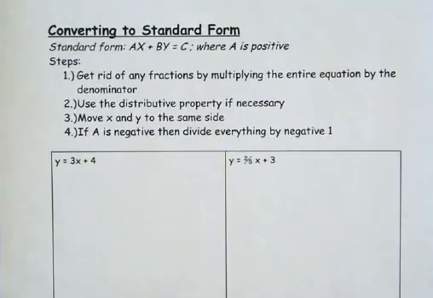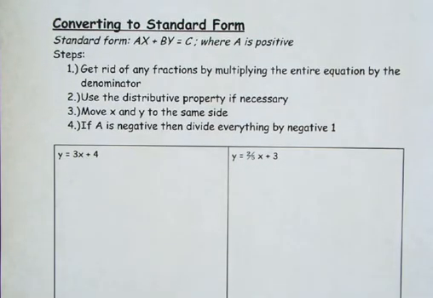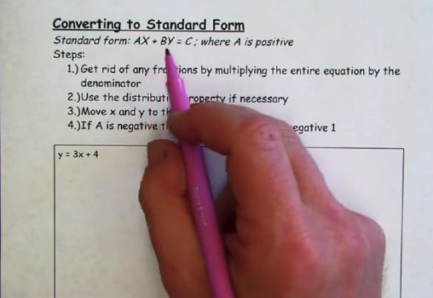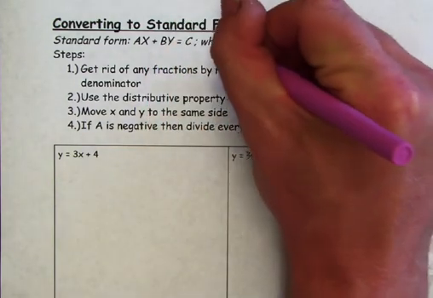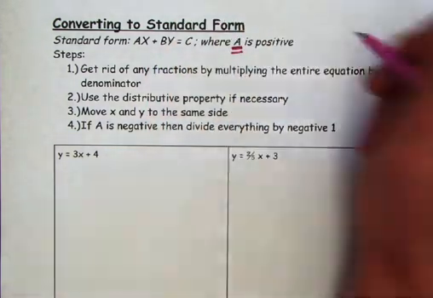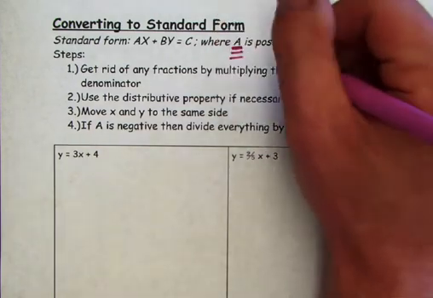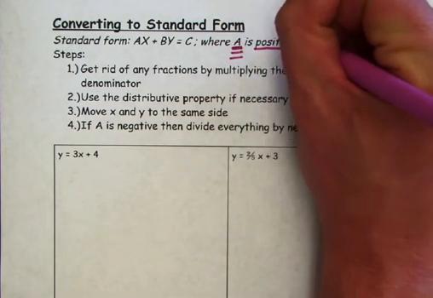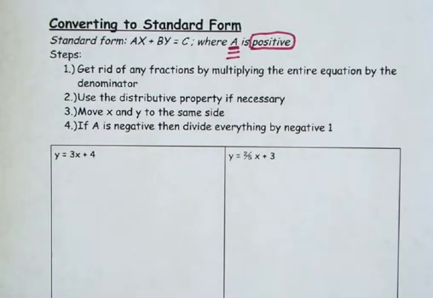At first I'm going to introduce something that I didn't talk about before. And that is, in standard form, where we have ax plus by equals c, the a is always positive. Okay? A is always positive.